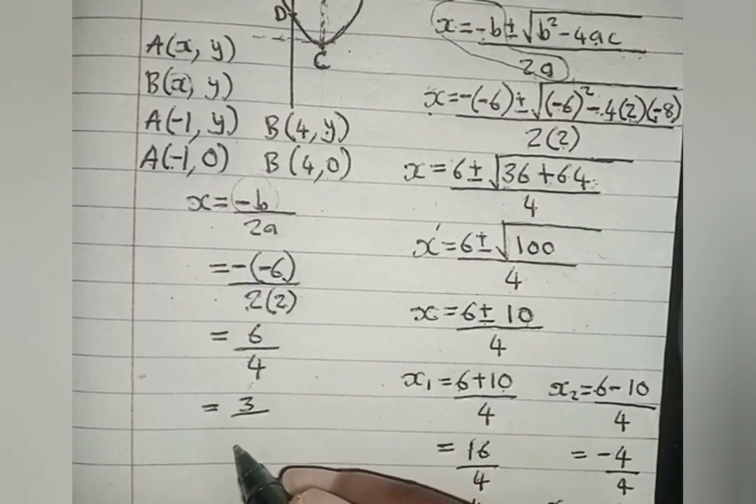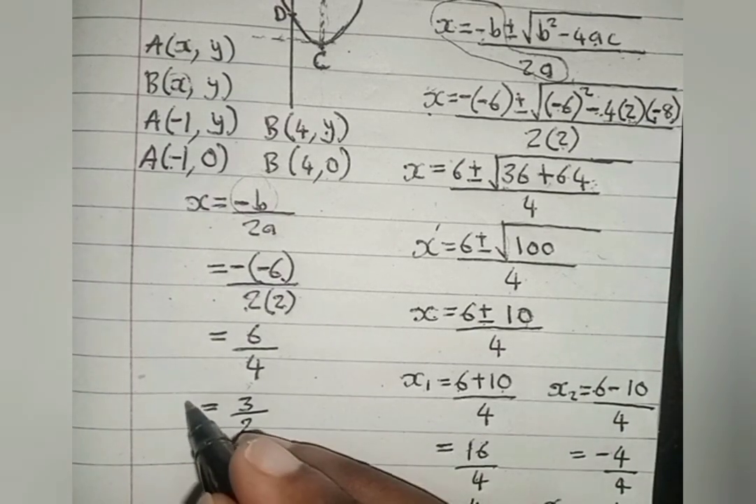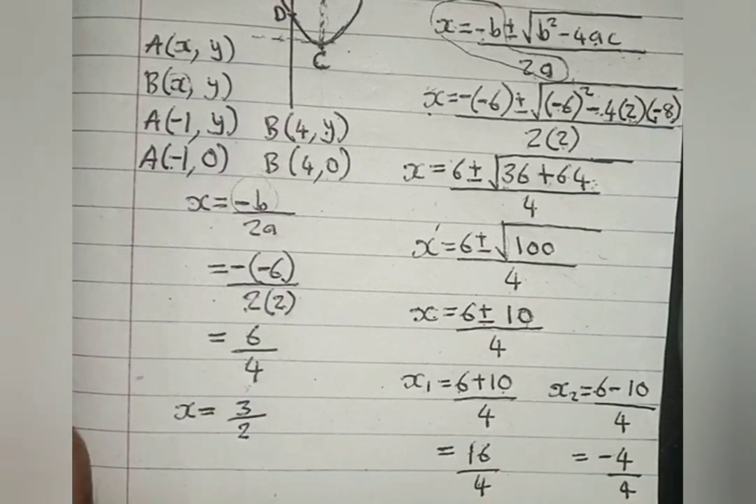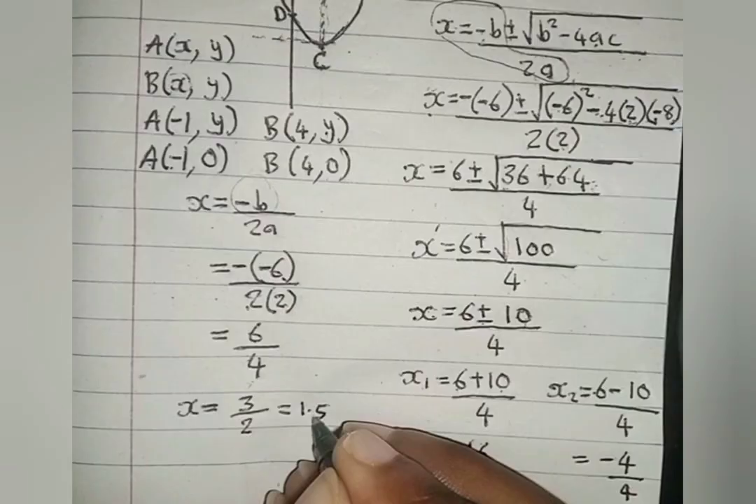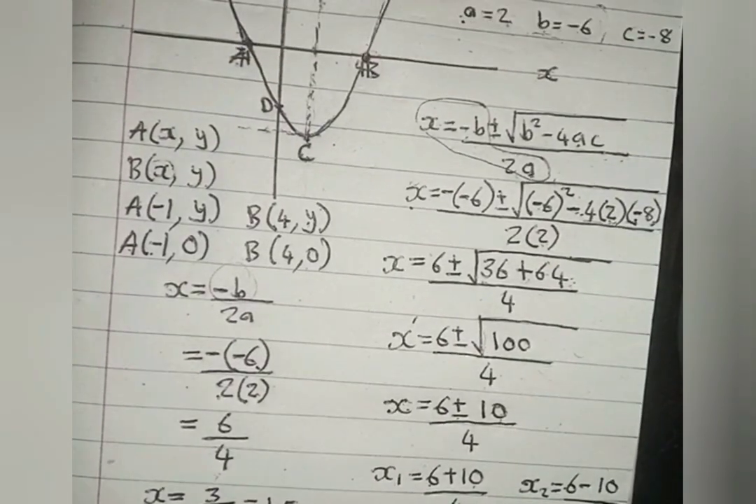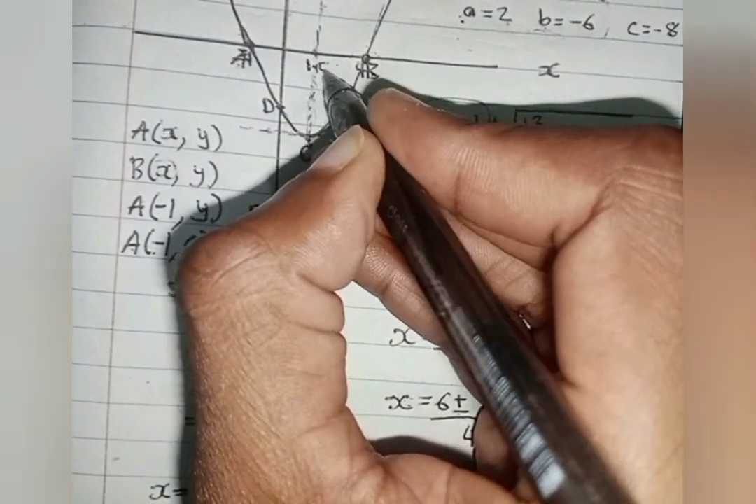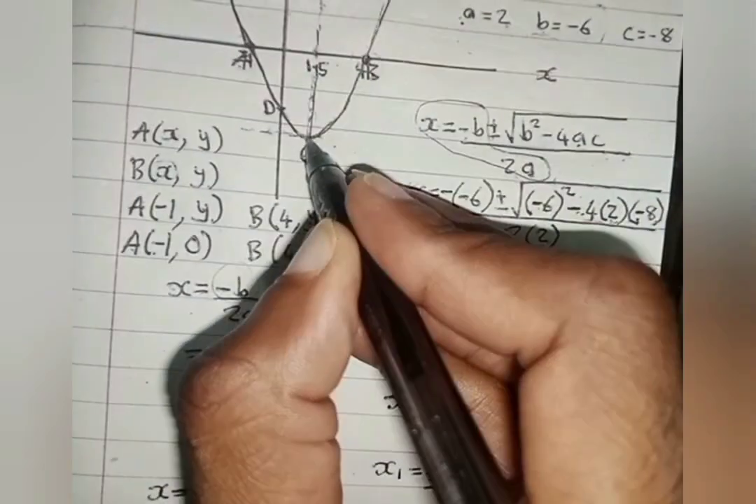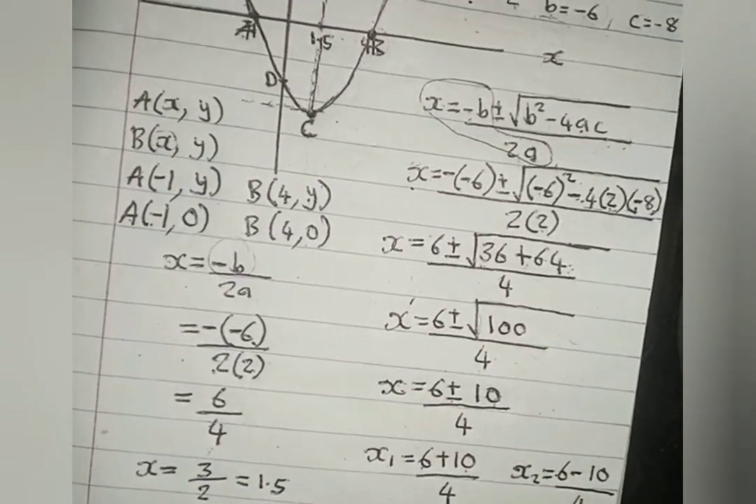Then 2 into 4, we have 2, like that. So the x value of the turning point is 3/2, which can be written as a decimal as 1.5 if you like. So that's the x value. So we found the number here. This is 1.5 here, which goes all the way to the turning point. So the x value of the turning point is 1.5.